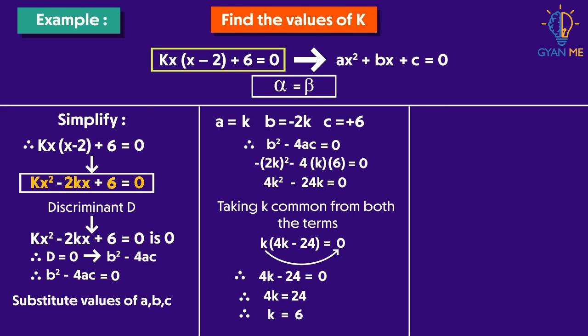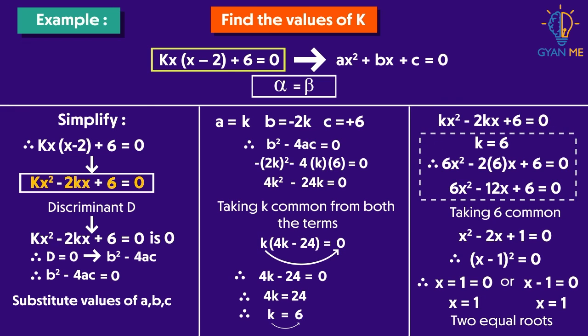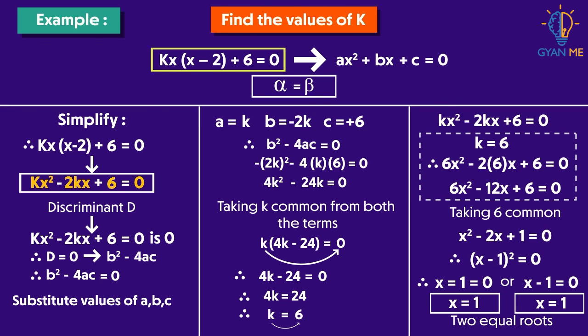Thus, the required value of k is 6, which means that if we put 6 in place of k in our given equation, it will turn out to be a quadratic equation which will have two equal roots. We can verify this by solving the equation so formed. And we find that it has two real roots, which are as on your screen.